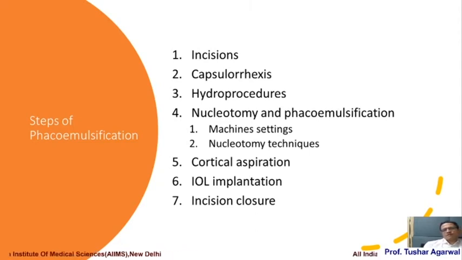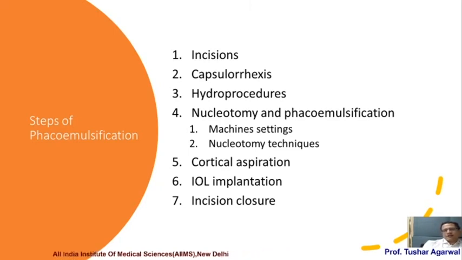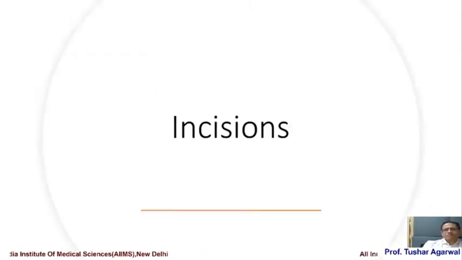For example, the smaller steps like incisions and IOL implantation take less than an hour, but things like nucleotomy and capsulorhexis take much longer. So what I've tried to do is I've condensed the entire course into less than 1 hour, and I'll be highlighting the key steps, key sub-steps under each step, which would give something for everyone here today. Now let's begin with incisions.